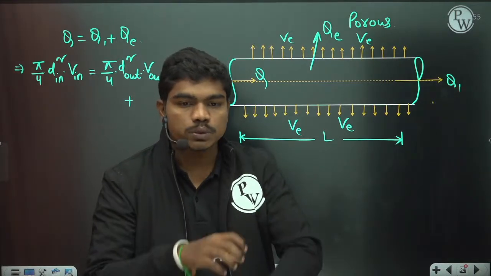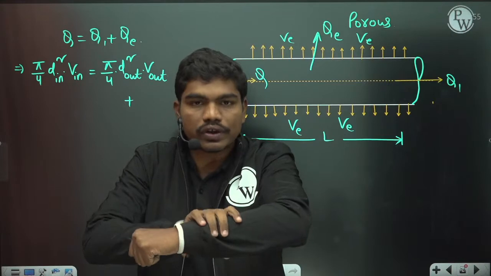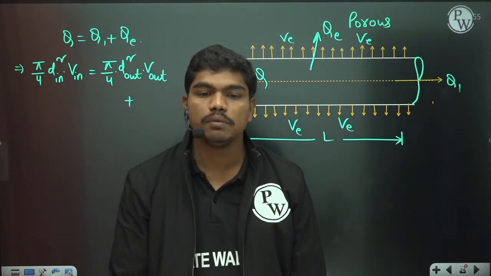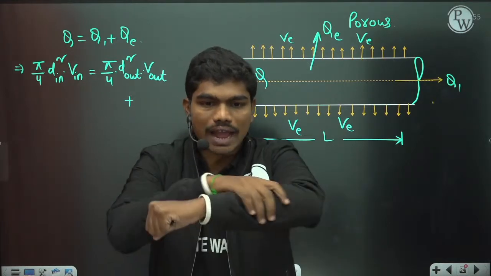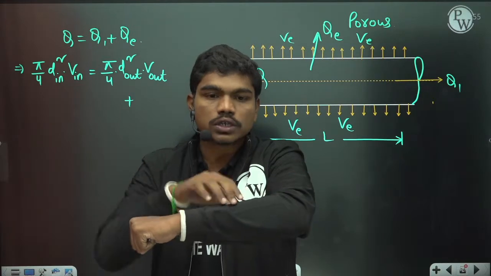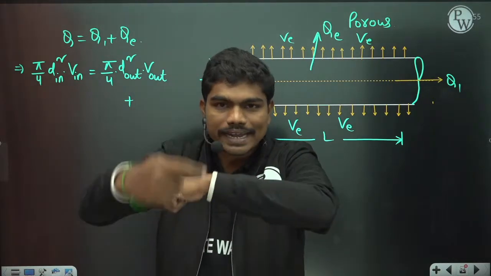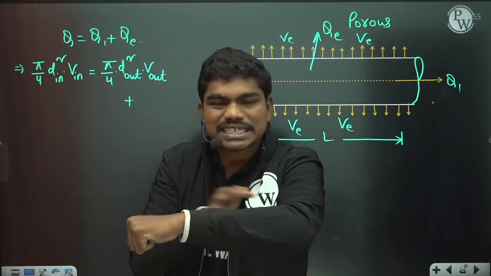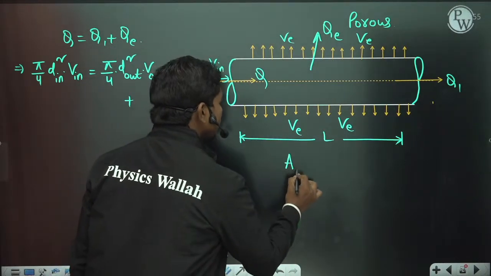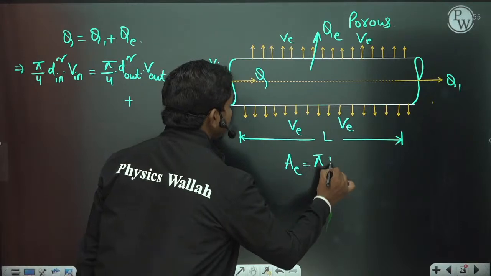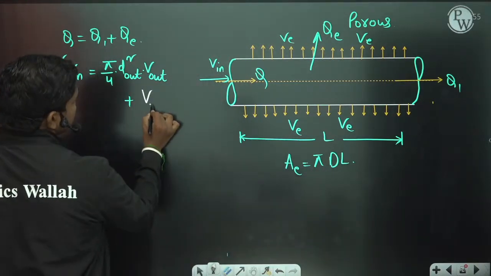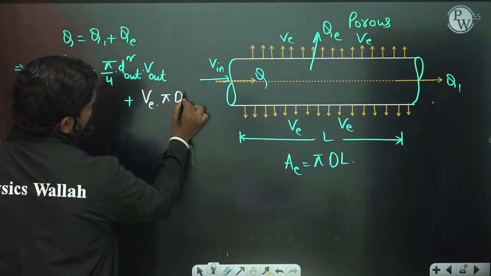So please type in the chat box what is the area that is available for the fluid to come out. Actually, 2 pi RL, which is nothing but pi dl. Correct? Means if you have a pipe, the total surface area of the pipe is available for the flow. So the surface area of the pipe is pi d, the circumference, multiplied with this length L. So pi dl is the area available for the escape. So, plus VE into pi dl, length of the pipe.